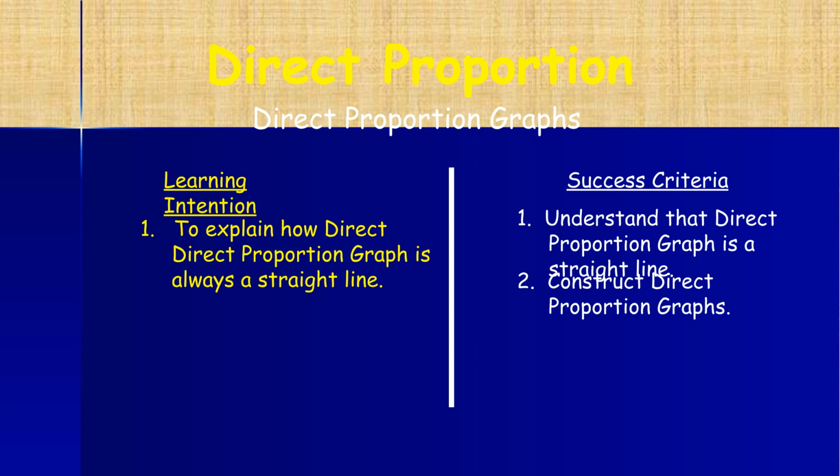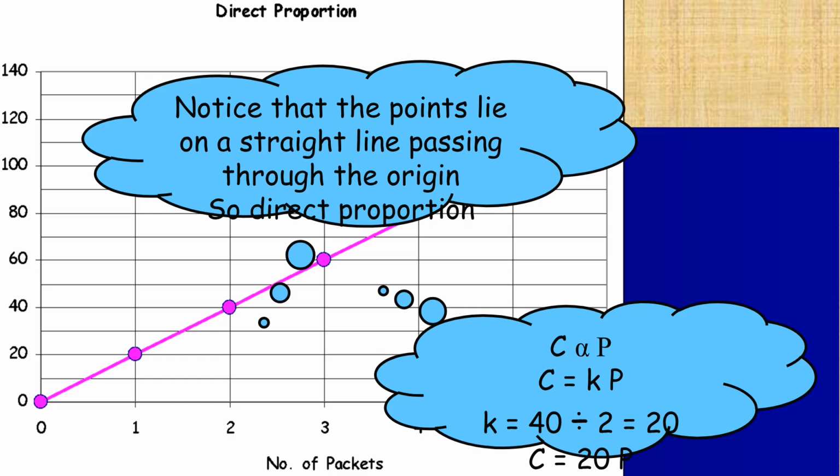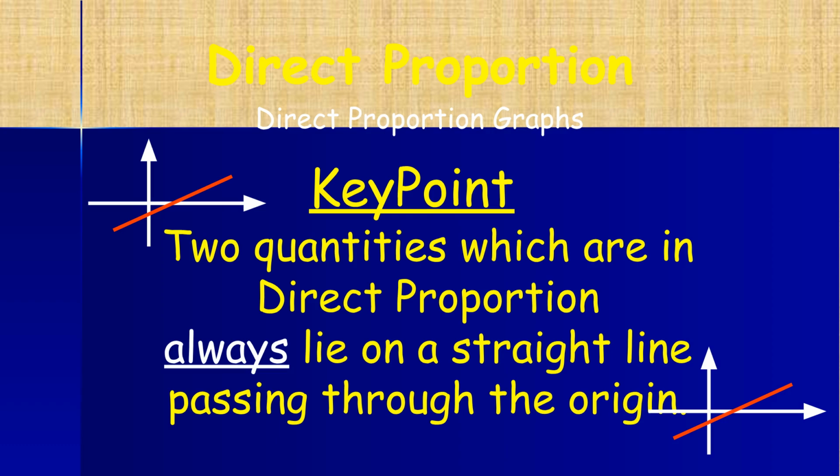Our success criteria are understanding that a direct proportion graph is a straight line and constructing these graphs. This table shows the cost of biscuits in pence per packet. Notice that cost divided by number of packets is always 20. This indicates a direct proportion, which means we expect a straight line graph. Plotting the data confirms a straight line passing through the origin. This represents direct proportion, with the cost C proportional to the number of packets P and the formula C equals 20P.